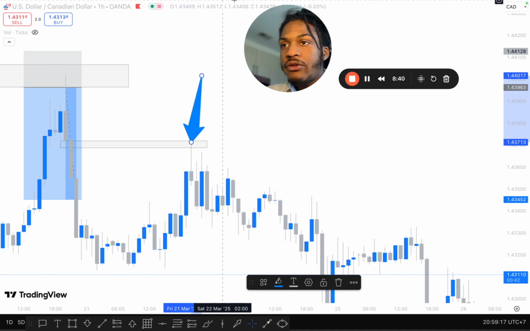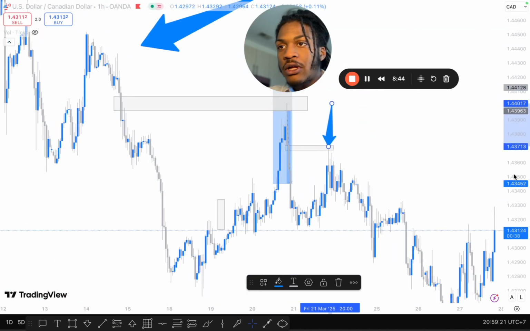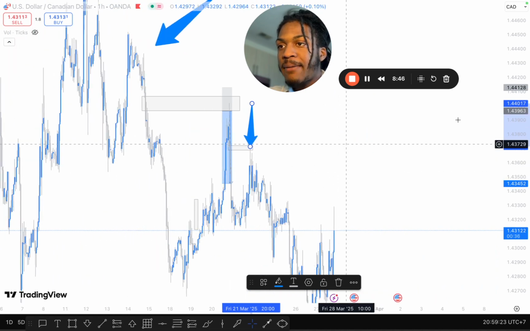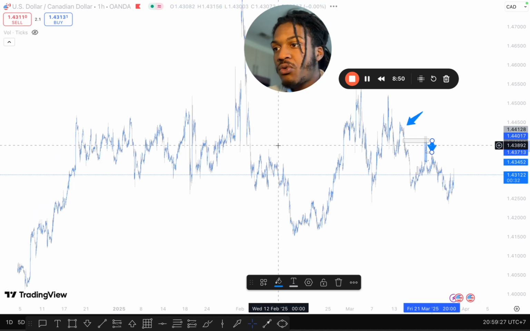So yeah, guys, that's all I wanted to explain. And I trade, like I said, the only two trade setups I trade are fair value gaps and order blocks. Fair value gaps are much more consistent because they're literally everywhere.